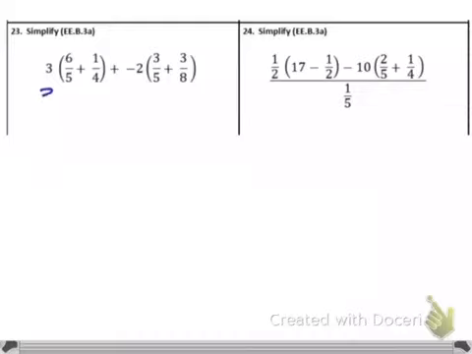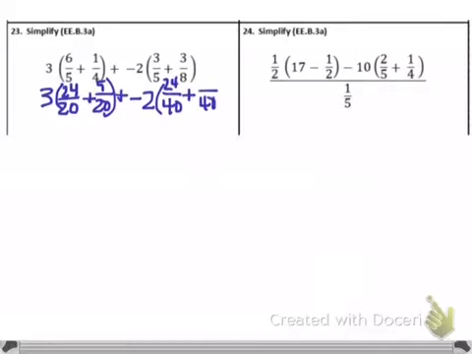So then I have 3, and then I'm going to use my common denominators of 20. So I have 24/20, and then I'm going to go ahead and do the same over here with these. And again, common denominators here, we will have 40, so 24. I'm trying to make everything fit there. Now we can take care of what's inside the parentheses.